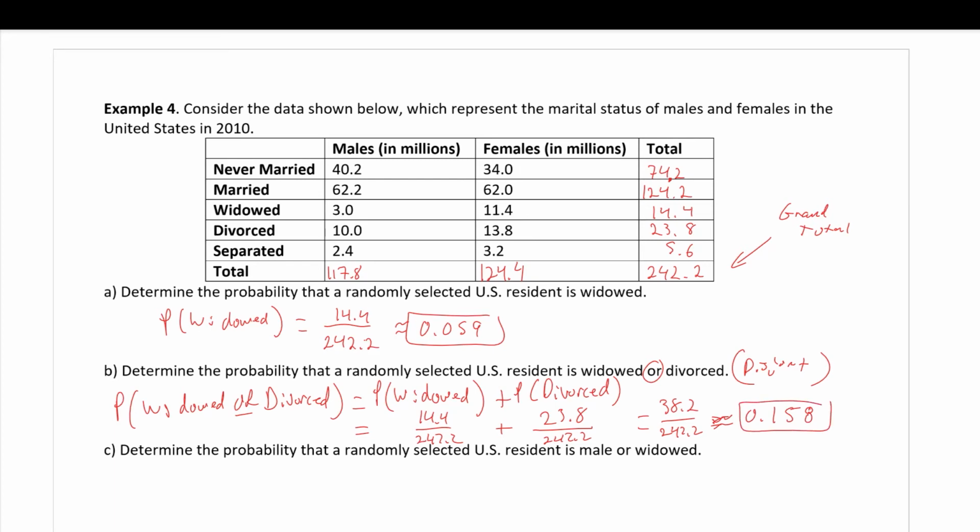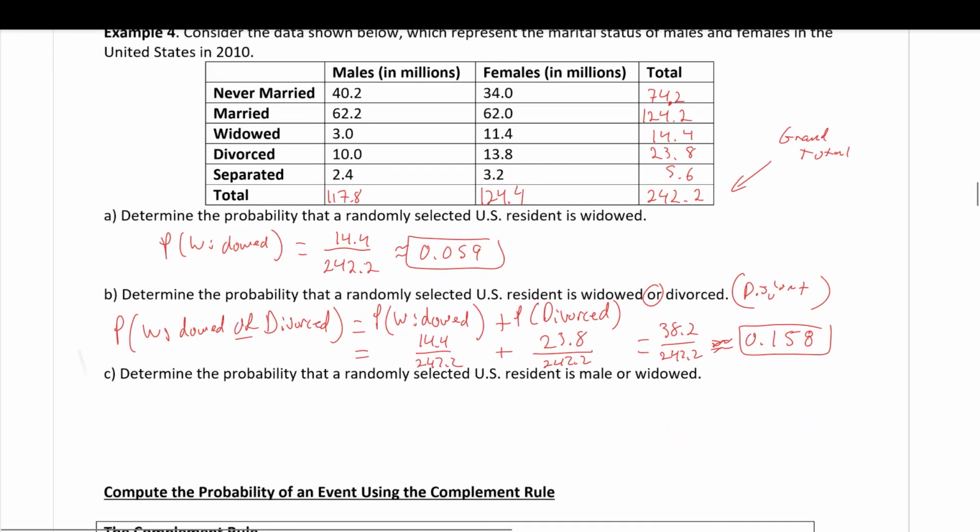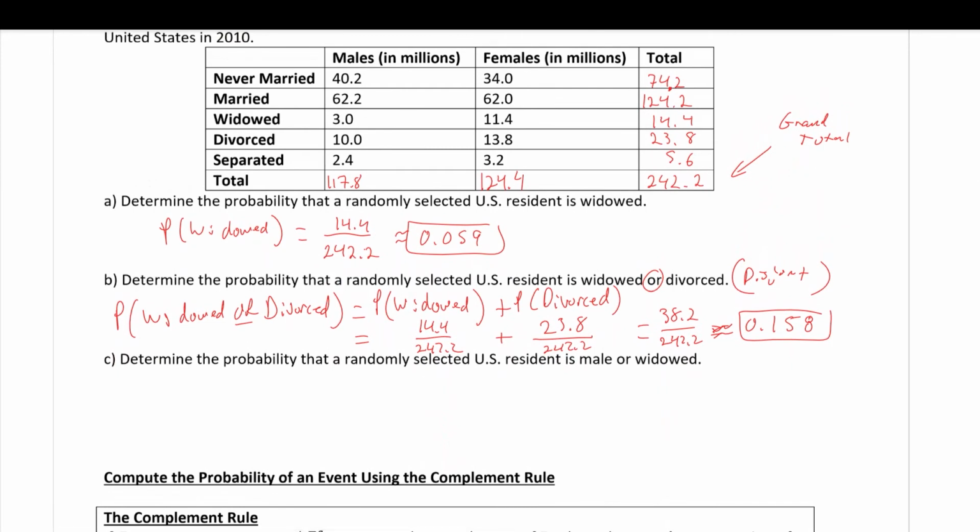So that's close to about 16%, 15.8%. All right, let's keep going. Determine the probability of randomly selecting a U.S. resident that is male or widowed.